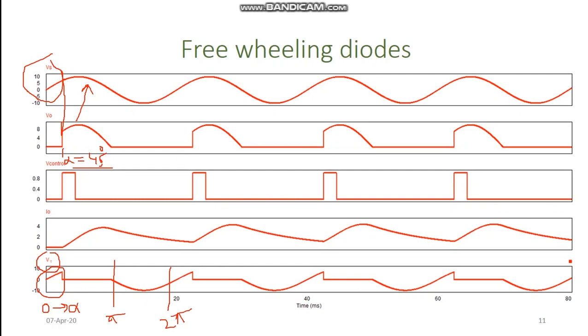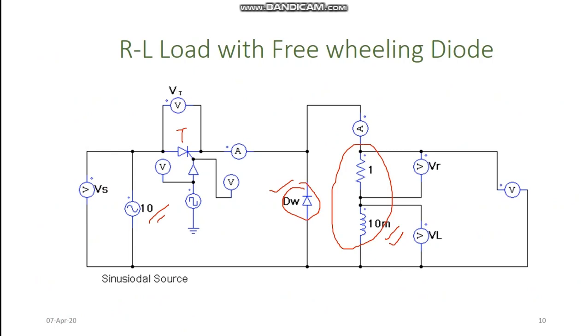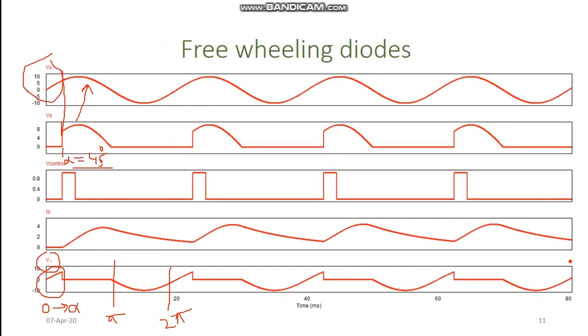Although we have an inductive load in our circuit, it is not causing this thyristor to extend its conduction angle, but it is using the path provided by this freewheeling diode to release its energy.